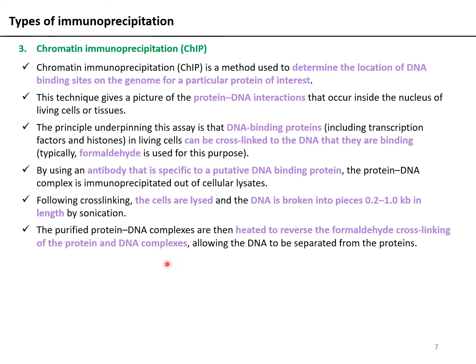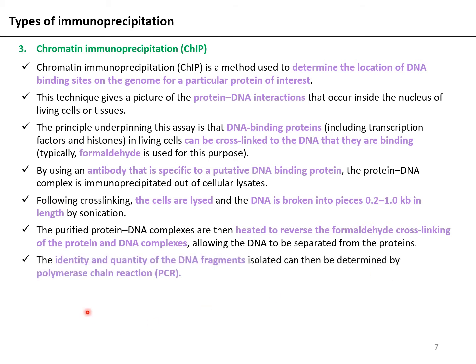The purified protein DNA complexes are then heated to reverse the formaldehyde cross-linking. Now this is very important. Whatever cross-linking you are doing, you should be able to reverse it. Otherwise, you cannot identify this DNA fragment that is co-precipitated along with your protein of interest. So you heat the purified DNA protein complex to reverse the formaldehyde cross-linking, which allows the DNA to now be separated from the proteins. The identity and quantity of the DNA fragments isolated can then be determined by simply doing a PCR.